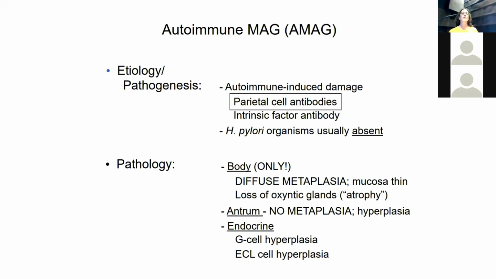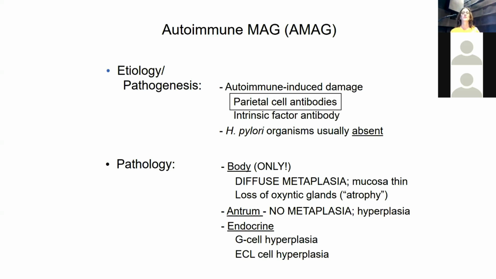So autoimmune gastritis is an immune condition in which there are autoantibodies to parietal cells, sometimes intrinsic factor. And at the time of diagnosis, you generally don't see the bugs. If gastritis is well developed, you only see the pathology in the body with extensive metaplasia and mucosal thinning, and the antrum looks pretty good and often has a hyperplastic appearance.